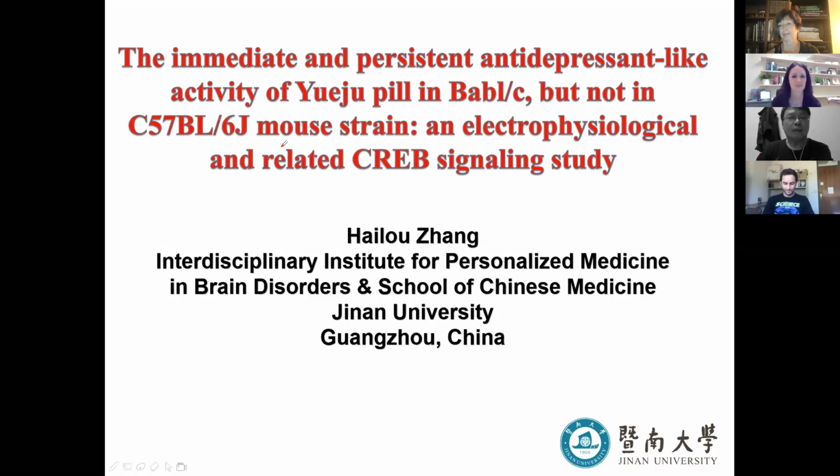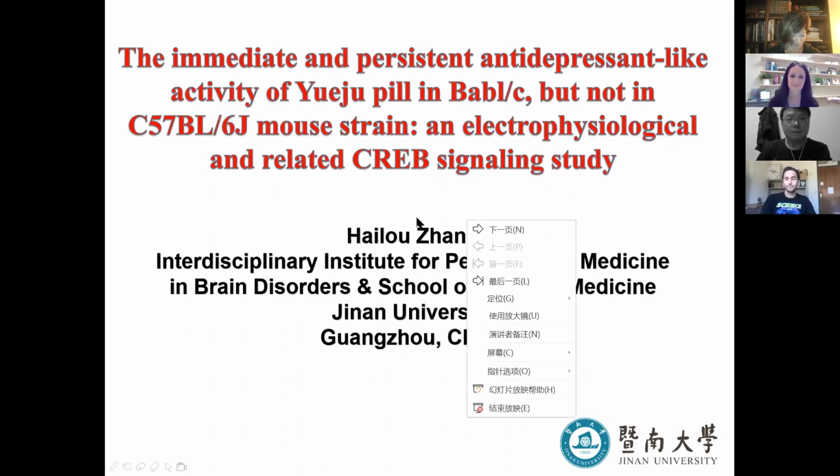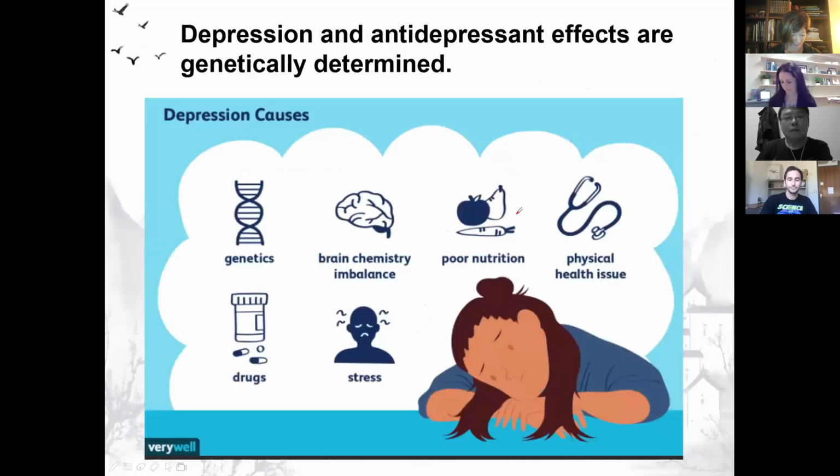Today, my study is about the immediate and persistent antidepressant-like activity of Yuezhi pill in BALB/c but not B6 mouse strain, an electrophysiological and related Krebs signaling study. We all know that depression and its pharmacology treatment are associated with multiple factors, including genetics.